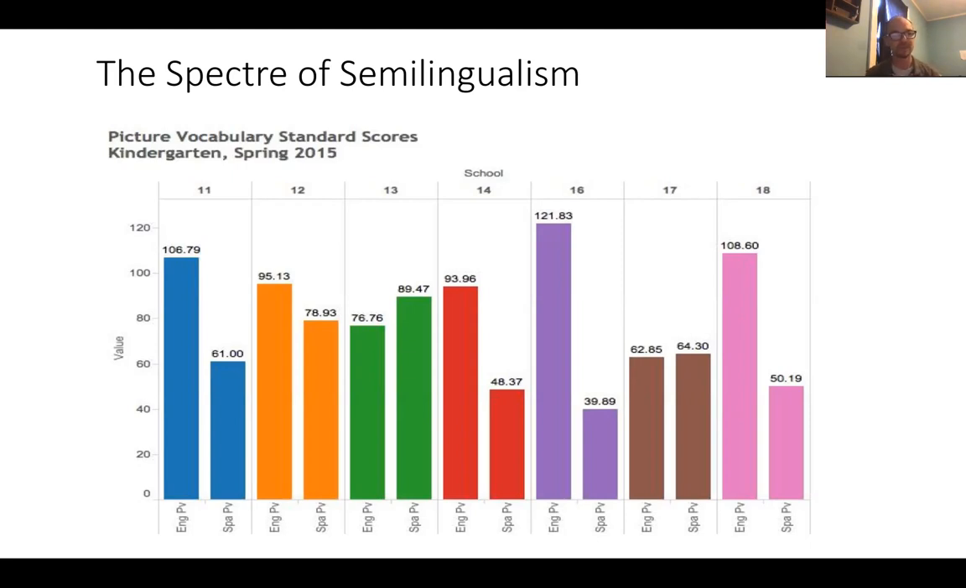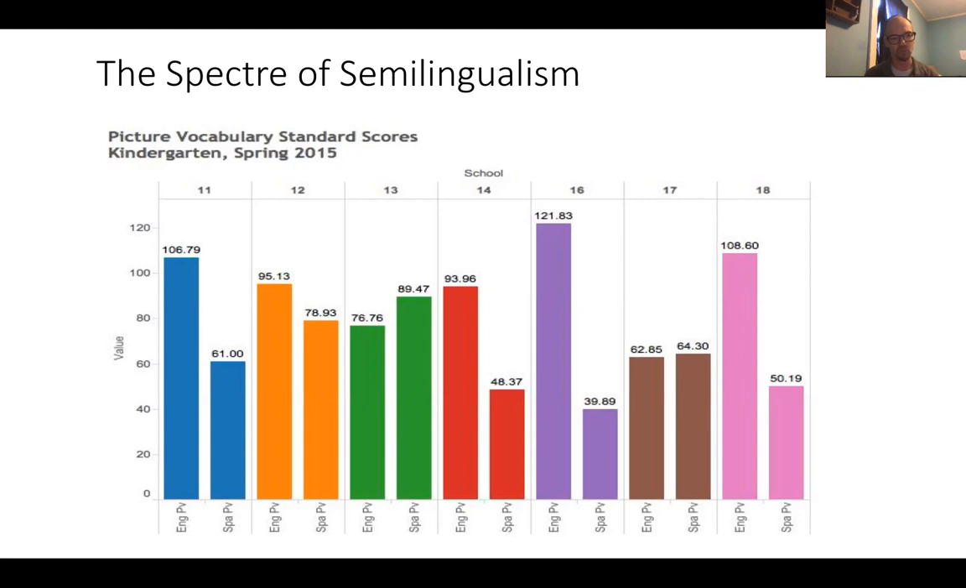And so what you see is, if you look at the value on the left, a value of 100 is average for the norming sample. So a standard score in this case is an average of 100 and a standard deviation of 15. So anything between 85 and 115 is somewhere in the realm of average. Anything below 85 is considered below average. Anything above 115 is considered above average. So if you look across these, you can make some rough estimates about levels or degrees of bilingualism.